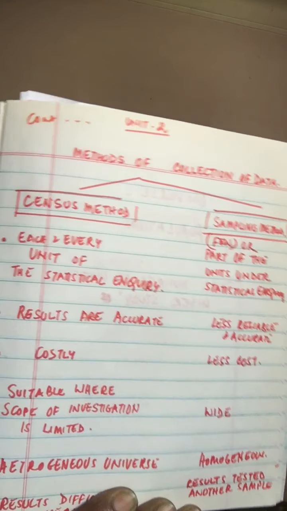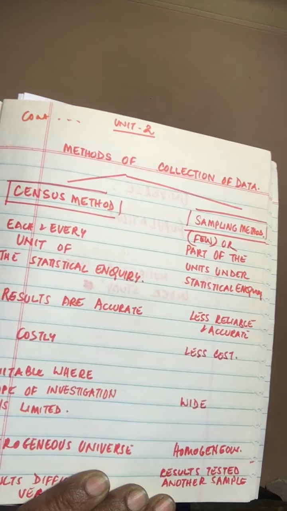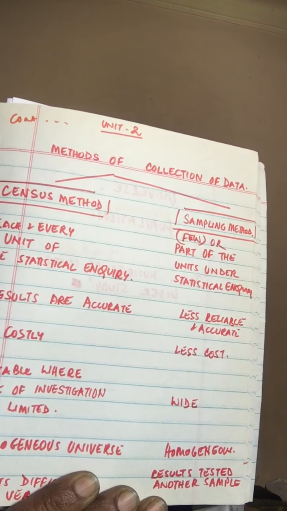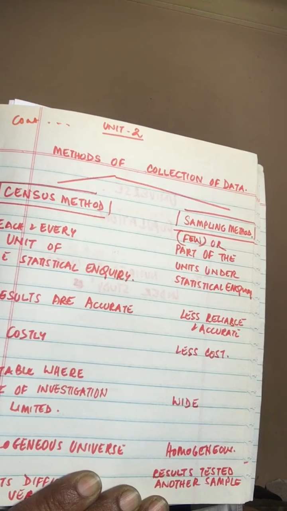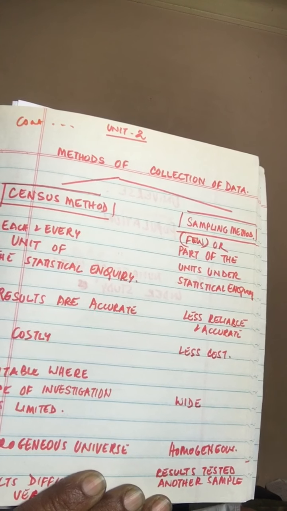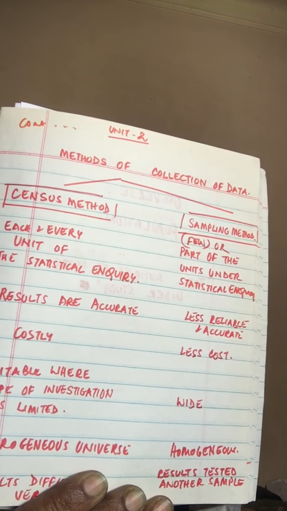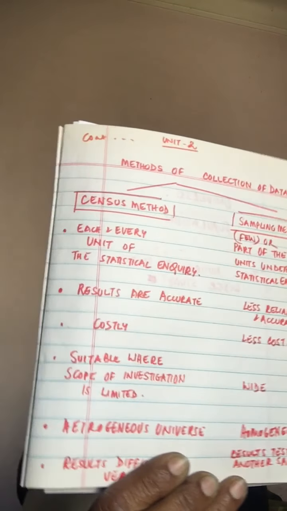So look at this. Now what is census method? Data are collected for each and every unit of the whole population. This is also sometimes known as complete enumeration or complete survey.